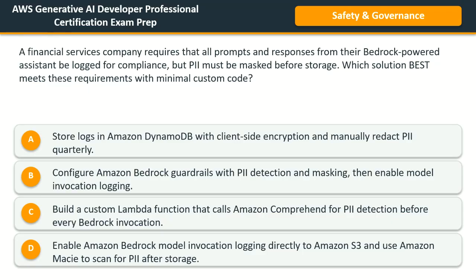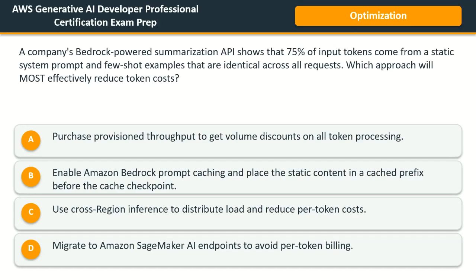A. Purchase provisioned throughput to get volume discounts on all token processing. B. Enable Amazon Bedrock prompt caching and place the static content in a cached prefix before the cache checkpoint. C. Use cross-region inference to distribute load and reduce per-token cost. D. Migrate to Amazon SageMaker AI endpoints to avoid per-token billing.